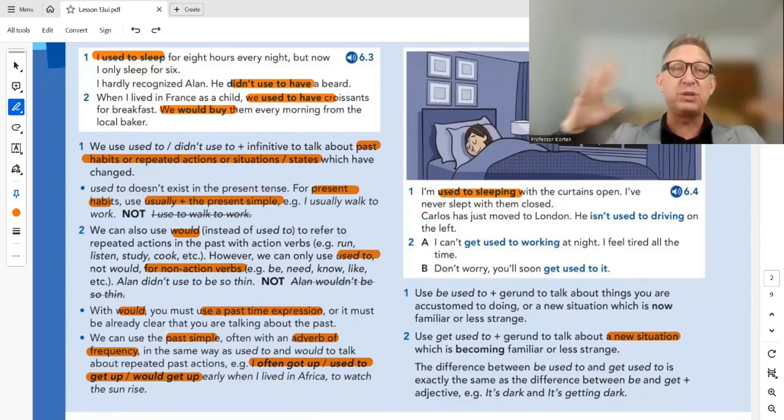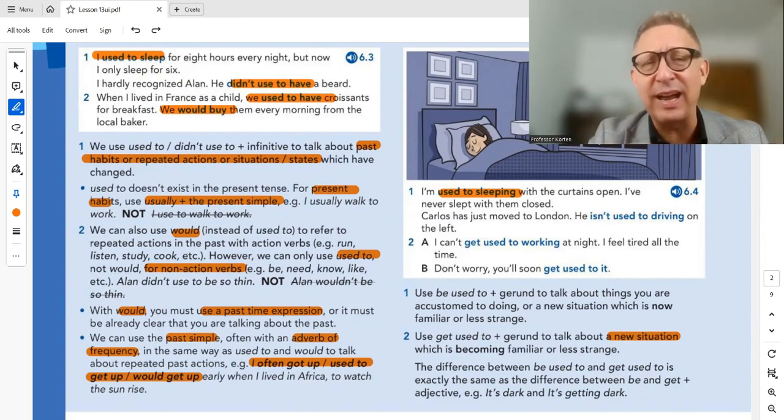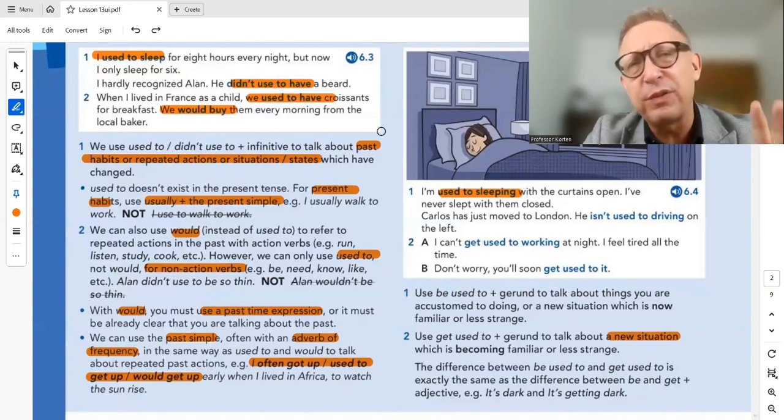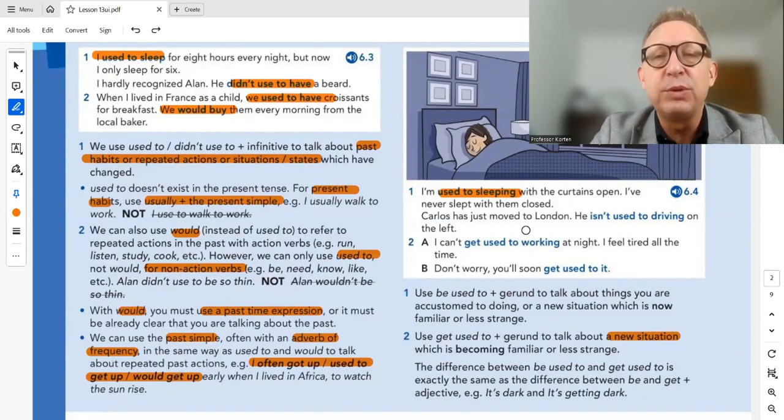What about you? Do you sleep with the curtains open when light comes in the morning? Or do you prefer it pitch black? Pitch is P-I-T-C-H, pitch black. Do you prefer it pitch black, or do you don't mind a bit of light? Next, Carlos has just moved to London.